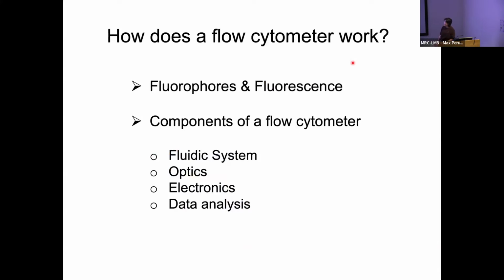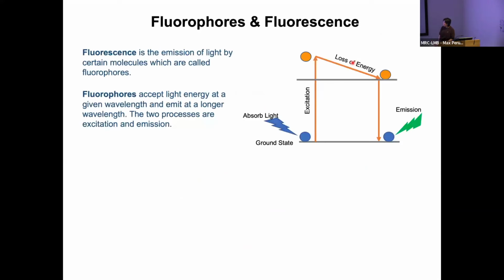So before we go on and dissect a flow cytometer, I'd like to mention fluorophores and fluorescence again. If you use a microscope, you're probably very familiar with fluorophores and fluorescence. Fluorescence is the emission of light by certain molecules, which are fluorophores. The fluorophores, or fluorescent molecules, absorb external energy, and the electrons are raised to an excited state, which is however unstable. When it returns to the ground state, the molecule emits light.